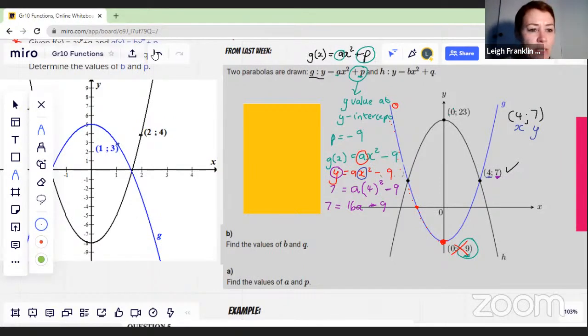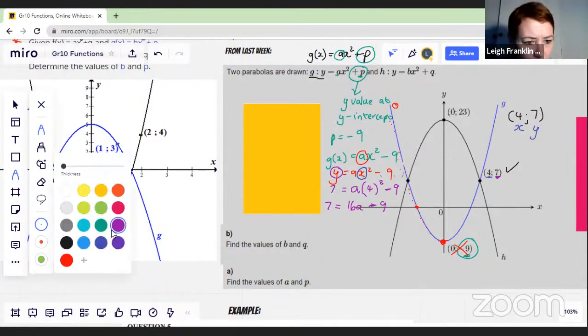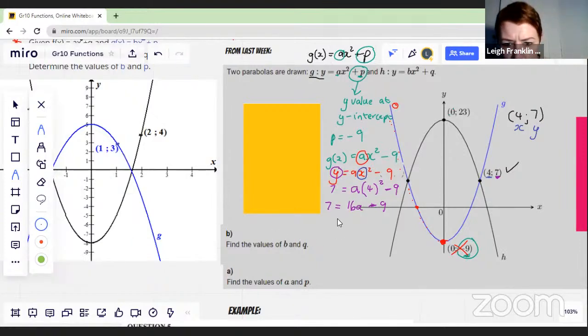Who else can I pick on? Is there somebody else who can tell me what you think I should do now? Naileti, go for it. I think you should take the 16a and say 16a equals negative 9 minus 7. So you think I should write 16a equals negative 9 minus 7. Okay, but if I take the negative 9 over to the other side, Naileti, will it still be negative 9?